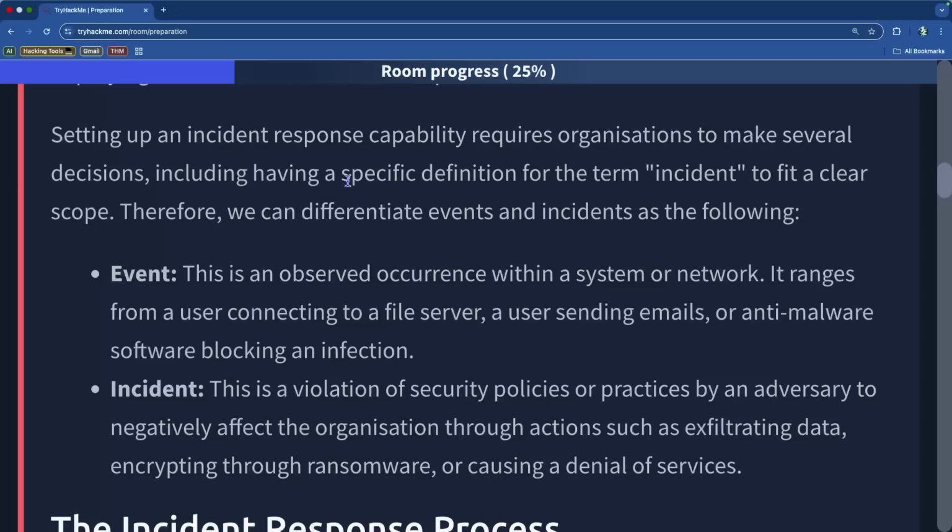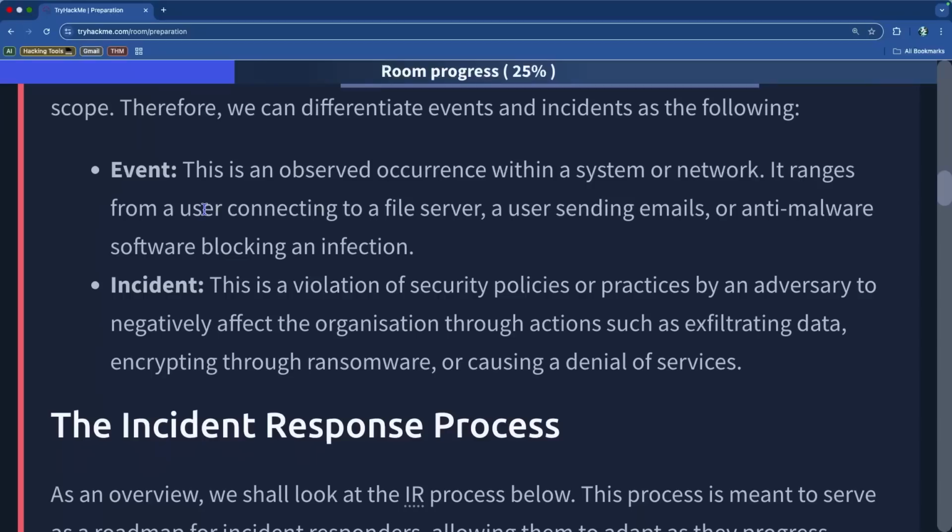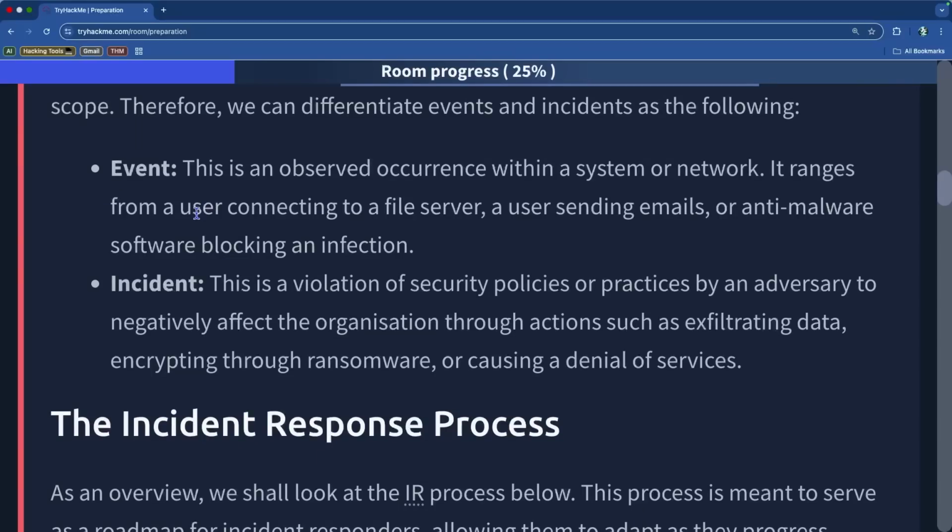And you need to have a specific definition for the term incident to fit a clear scope. So this is the way that we go ahead and respond to these, or categorize these things, I should say. So an event is the observed occurrence within a system or a network. It ranges from a user connecting to a file server or sending emails or anti-malware software blocking an infection.